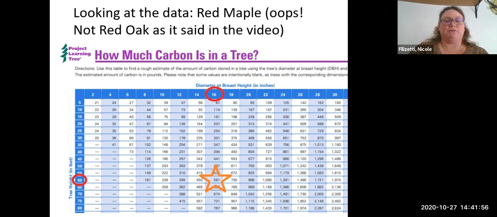So this is in pounds of carbon. Now, if you're like me, that's kind of a random number because we don't really have anything to compare it to. So I did a little Googling and I found that the average car puts out 1 pound of CO2 per mile of driving. So using that, we could say that our tree stores 581 miles of CO2, if that's a number that makes more sense to you.